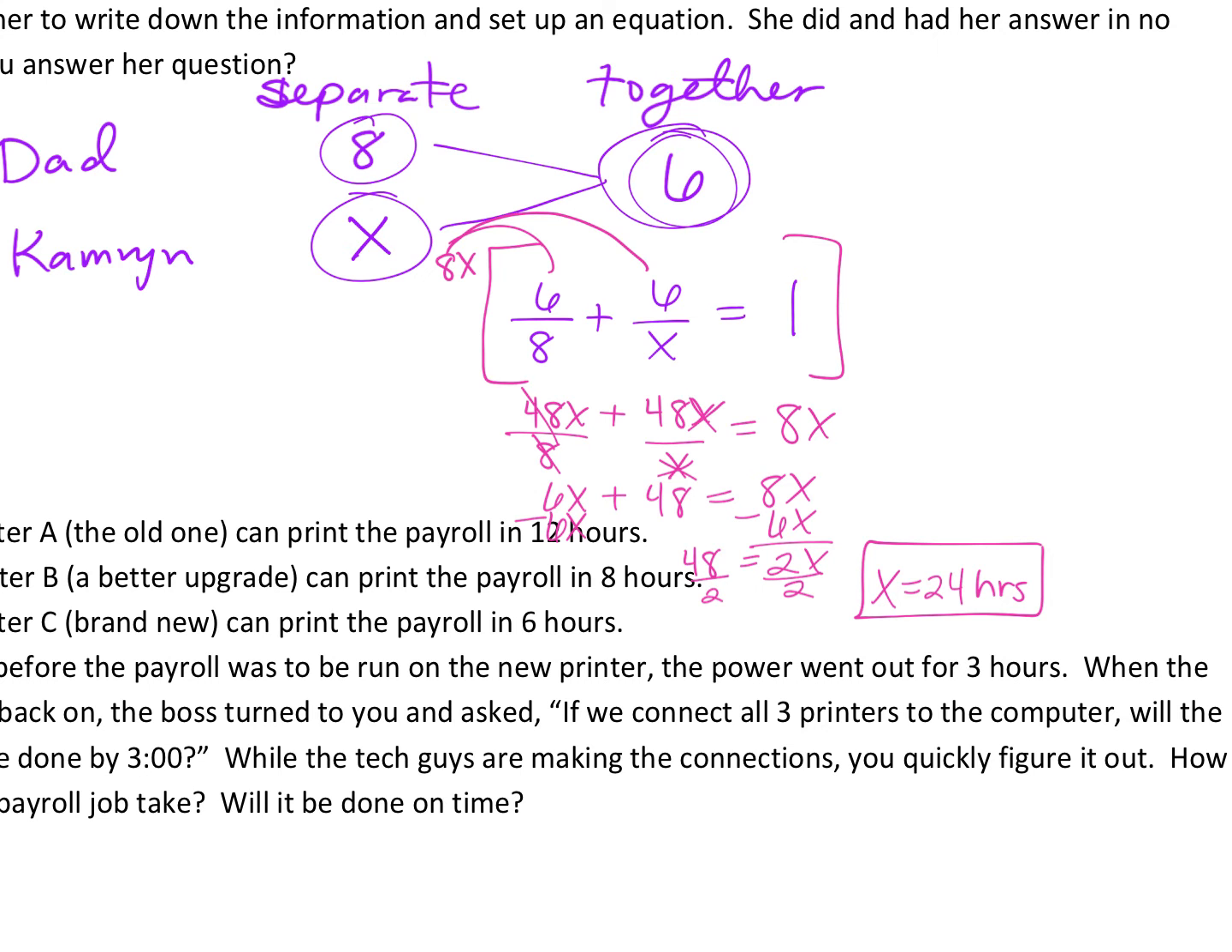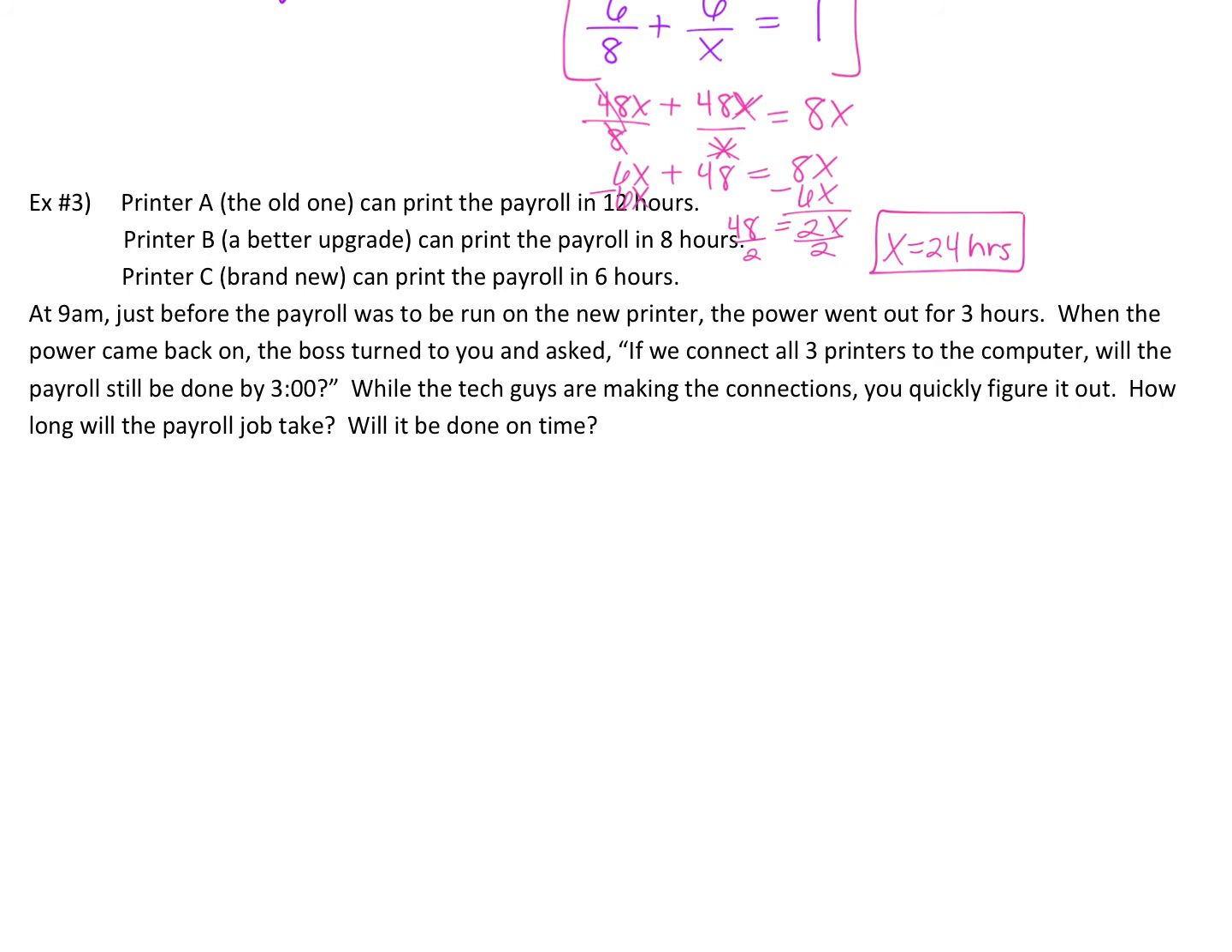All right. Last one. You want to set this one up by yourself too? This one's got 3 parts to it, 3 different printers. It says printer A, the old one, can print the payroll in 12 hours. Printer B, a better upgrade, can print the payroll in 8 hours. And printer C, the brand new one, can print the payroll in 6 hours. This one takes a little bit of thought also.